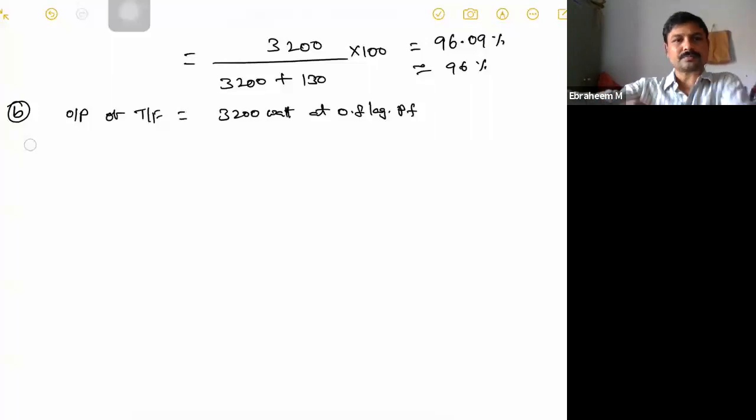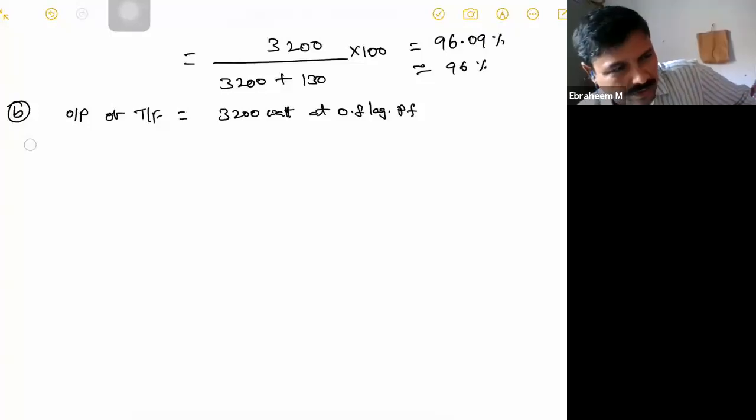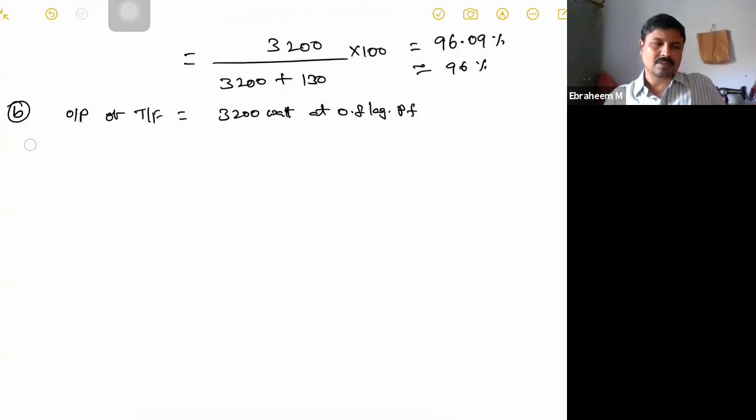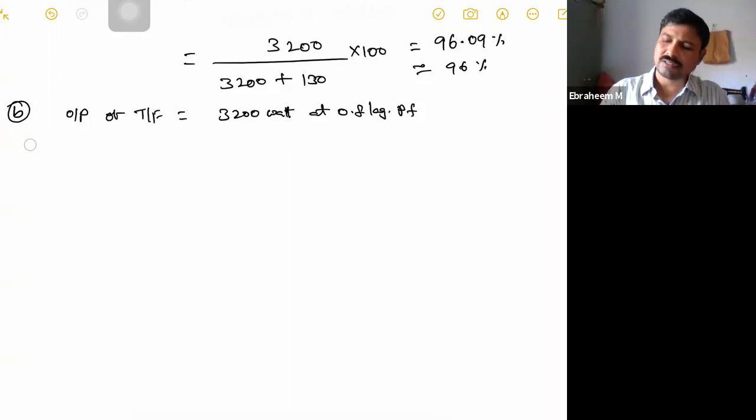Okay. Power divided by voltage and current. Power divided by voltage into current is the power factor. I know. P by V and I, V into I.